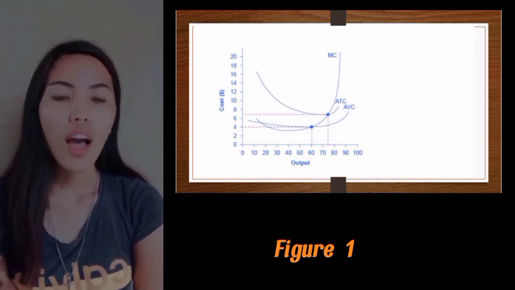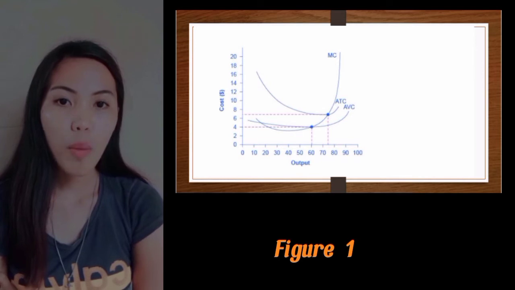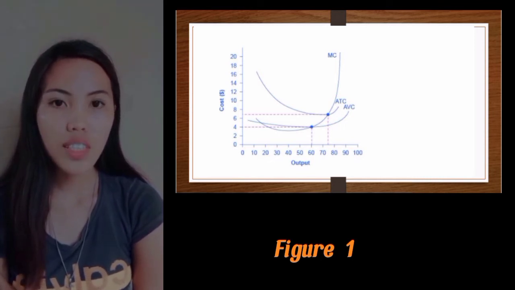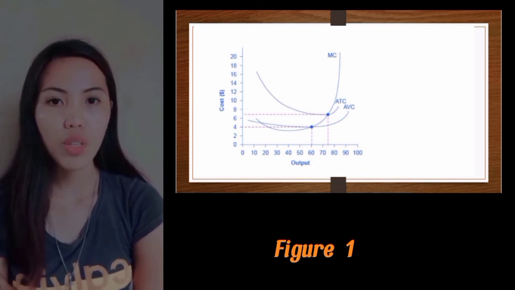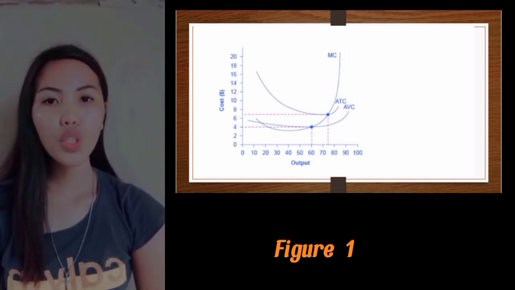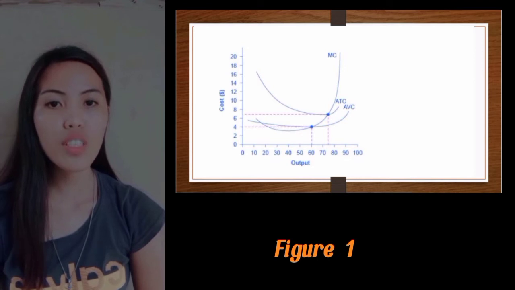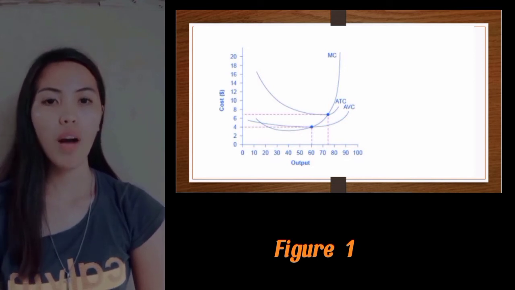MC stands for marginal cost, ATC stands for average total cost, and AVC stands for average variable cost. That's it in figure 1. Average total cost and average variable cost measure the average cost for producing some quantity of output.